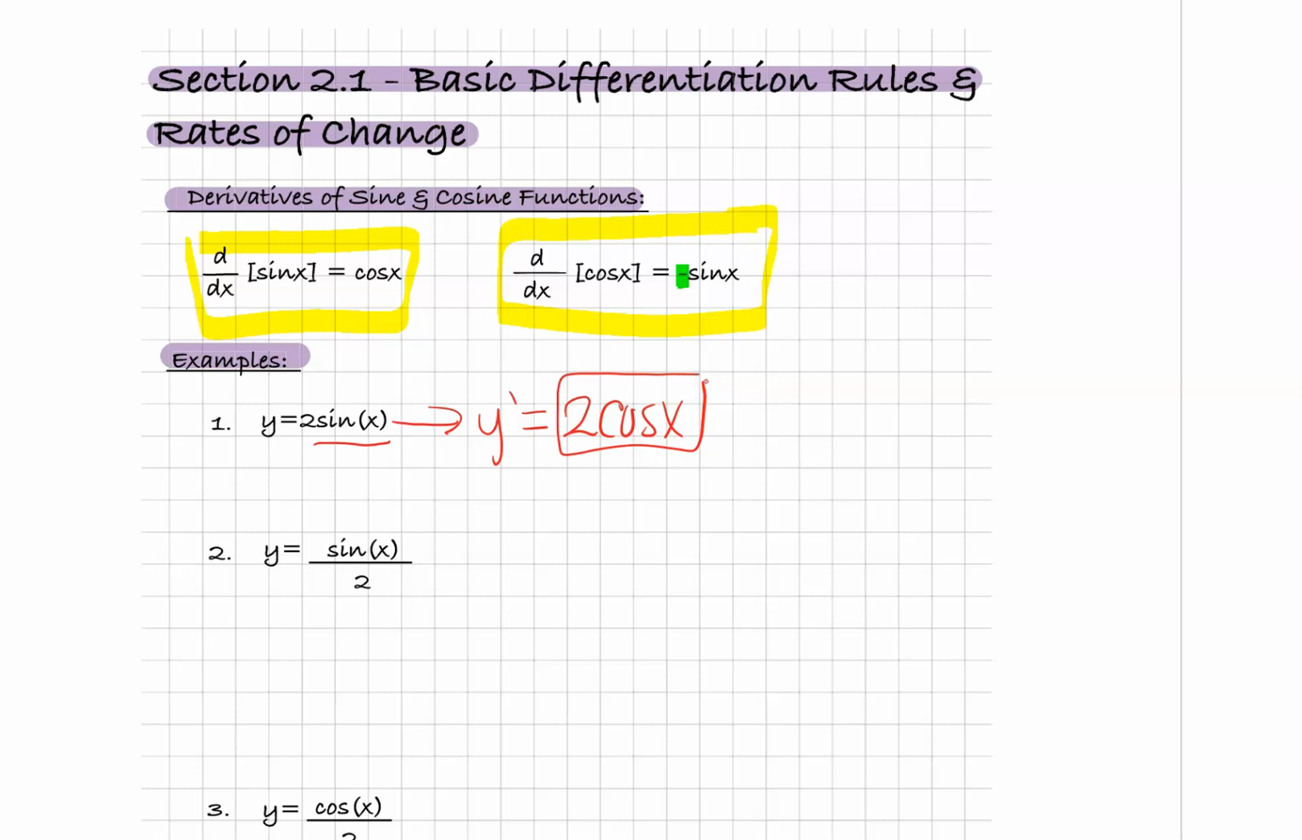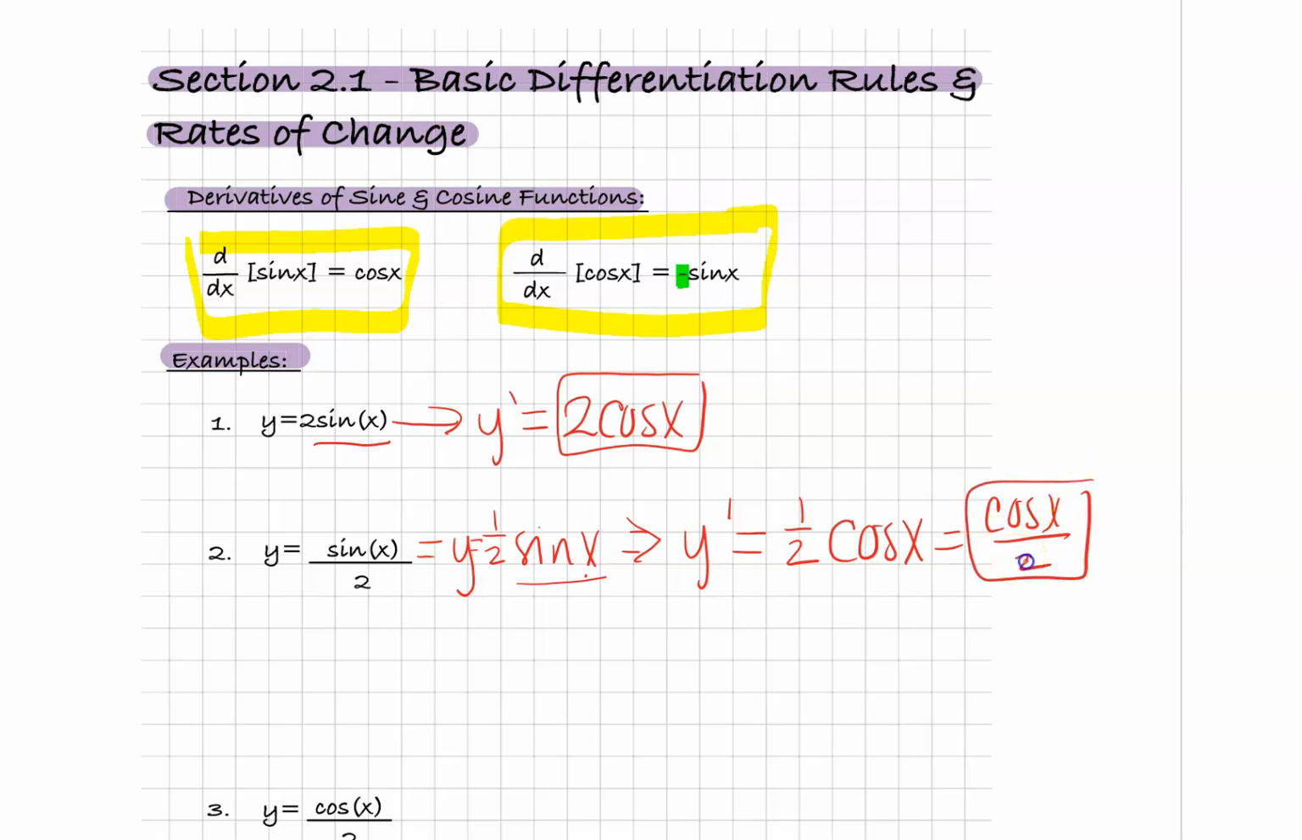Next one says y is equal to sine x over 2. Well, this is the same as 1/2 sine x, and so that means when I come in here and I take y prime, that's going to be equal to 1/2. The derivative of sine x is just cosine x, and so its derivative is just cosine x over 2, if I go back to that format that I originally started with.